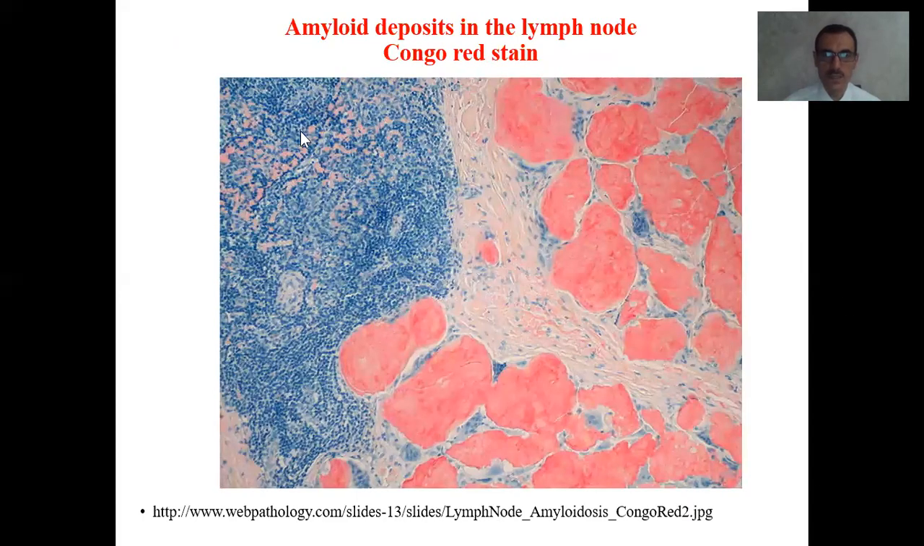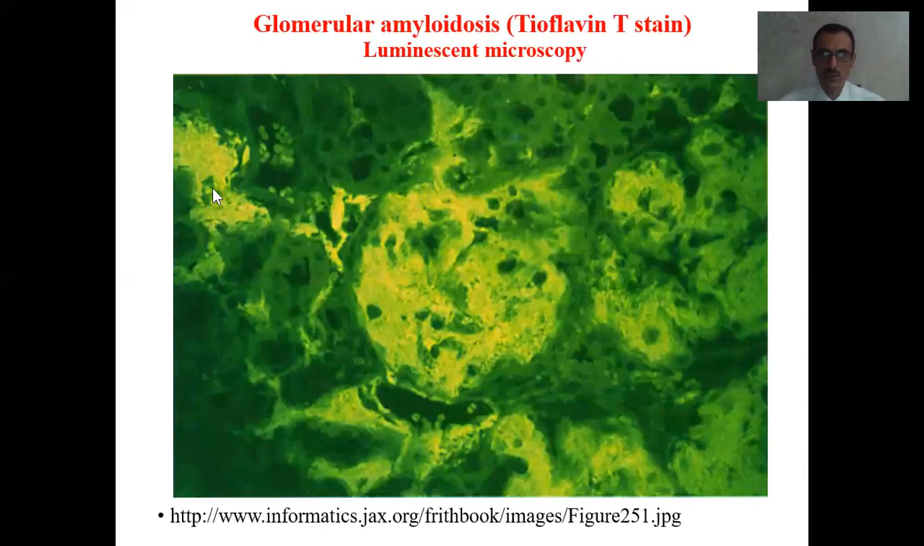Here we see the biopsy taken from the lymph nodes, and normally the lymph nodes are absent of such depositions, and the Congo stains help us to detect the amyloid depositions here. Also, glomerular amyloidosis, or the kidney amyloidosis.